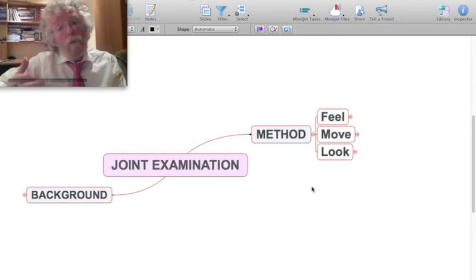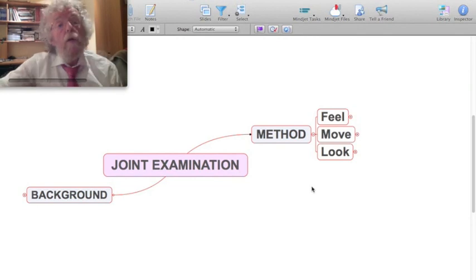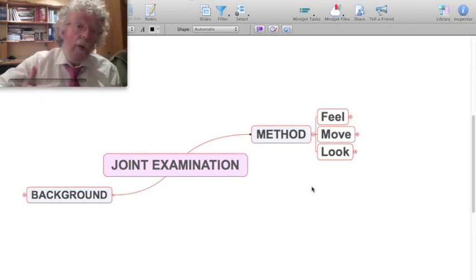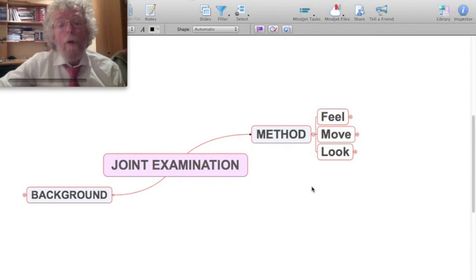Now, with individual joints, there are particular issues that will arise. You need to talk to the patient. One needs to tell the patient what you're doing, why you're doing it, so they understand and they can cooperate. With regards to individual joints, that isn't the subject of this particular presentation.